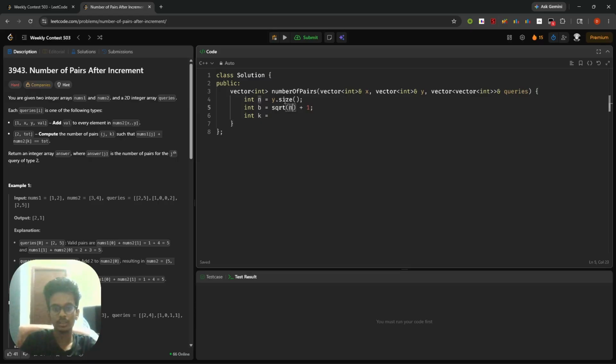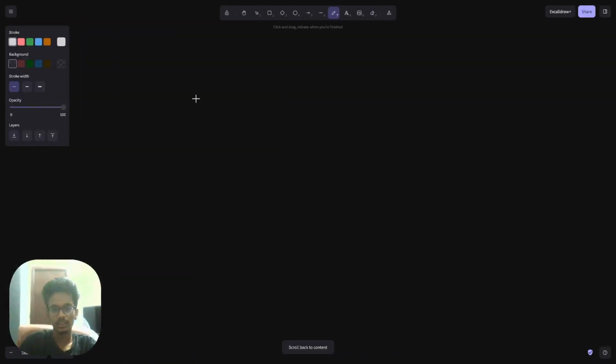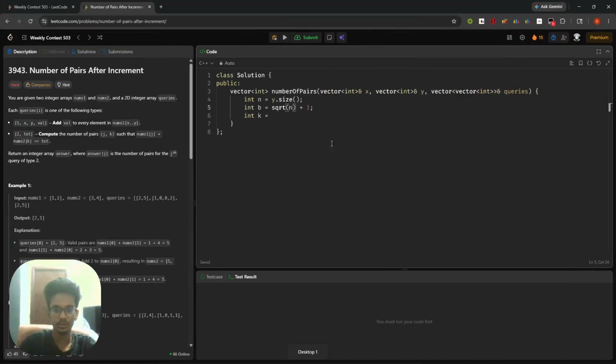because square root returns you an integer, if something has a square root greater than 2.5, something like this, ideally you should store 3 elements. So that's how it works.